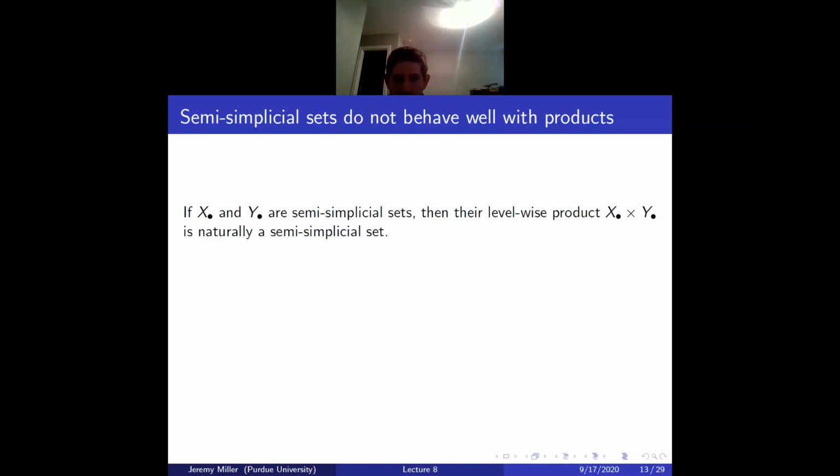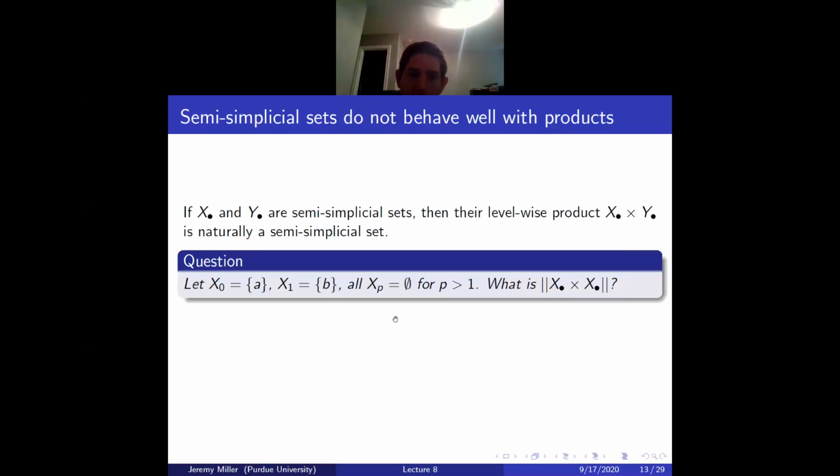Maybe Manuel has other things to hate about semi-simplicial sets, but from my perspective, the worst property is they don't behave well with products. Manuel, feel free to add other negative properties. So, for example, let's take X to be this semi-simplicial set I described before. So X0 is a point, X1 is a point, and all the higher ones are empty. I don't need to tell you what the maps are because there's a unique map into points and out of empty sets.